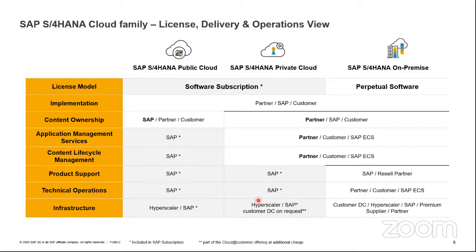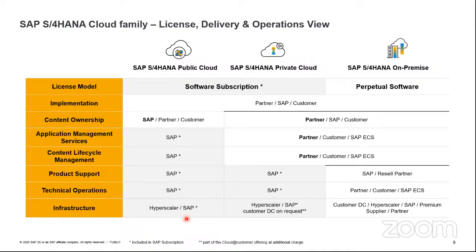The deployment can be on a hyperscaler. Why do you see hyperscaler over here? Because when SAP is taking care of the public cloud as a deployment option, SAP also has partnerships with some of the hyperscalers, and we do deploy internally. We have an integrated way of controlling those hyperscaler deployments on these infrastructures.